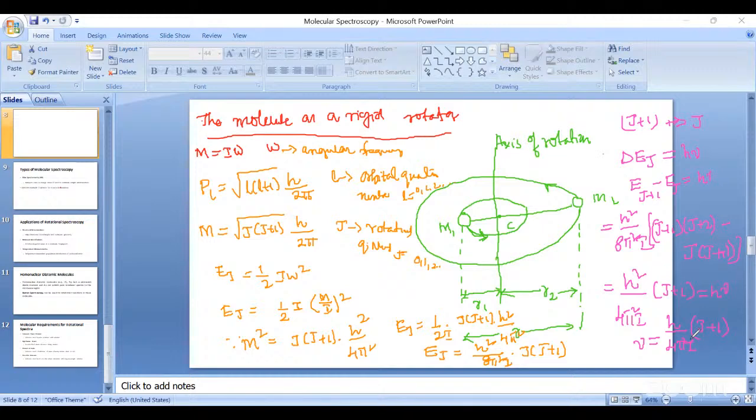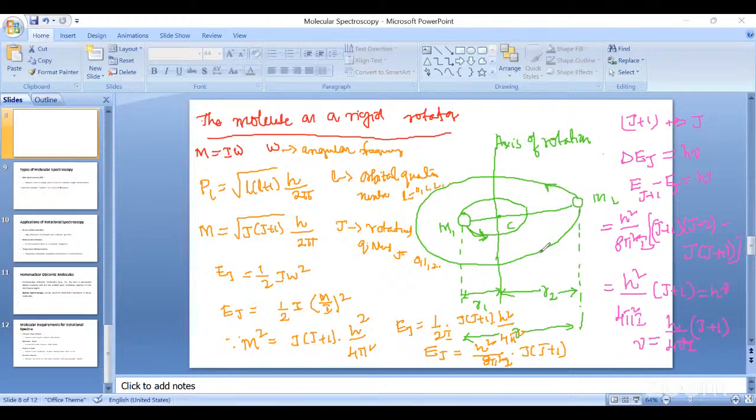This is what we call the molecule as a rigid rotator. In this, we have considered two atoms having the masses M1 and M2, which are separated by a certain distance R. The distance from the atom of mass M1 to the center is R1, and from the other atom of mass M2 to the center is R2. Then we consider the moment of inertia.